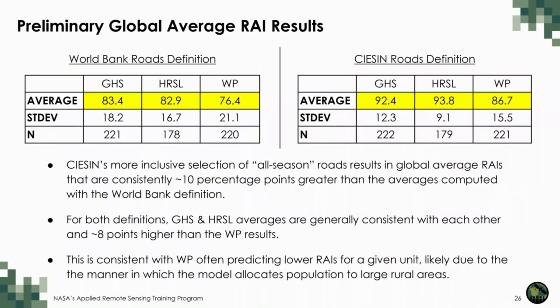Looking at the preliminary global average results for our RAI analysis, we see that season's more inclusive selection of all-season roads results in global average RAIs that are consistently about 10 percentage points greater than the averages computed with the World Bank definition of roads. This indicates that a better understanding of the correspondence between OSM F-class and road condition, as well as a better global road condition data set, would help the analysis.